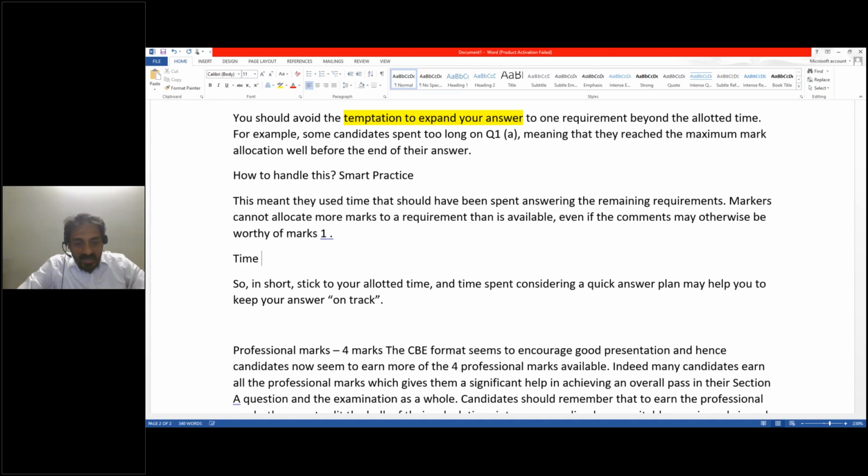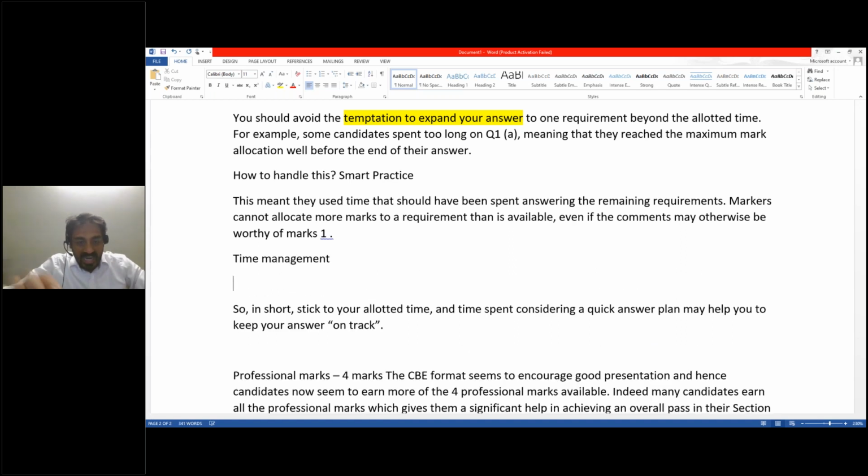Candidates, one thing is time management and one thing is marks management. Do you know what is the meaning of marks management? Marks management means answer your question according to the allocated marks. According to the allocated marks, this is called marks management.